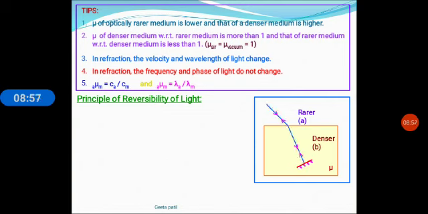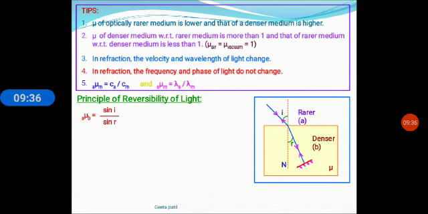Now let us see the ray of light when it is incident on the first interface, it gets refracted in the denser medium. But when the refracted ray is incident on the refracting surface, it is again refracted in the rarer medium. Now we draw the normal to the interface between rarer and denser medium. Let i be the angle of incidence and r be the angle of refraction.